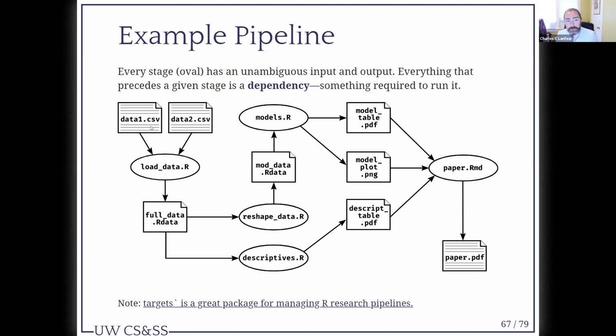In this example, this stage takes 2 CSV files in, loads the data, and spits out a full data RData file. This RData file gets sent to 2 separate scripts. One of them reshapes the data, the other runs descriptives. The reshaped data produces this model data here, which goes into some models. The models then produce a table and some plots. The descriptives go in here and produce a descriptive table. And then the table, the plots, and this table all go into a paper RMD, which spits out a PDF of the paper. Okay? This is an entire research pipeline.